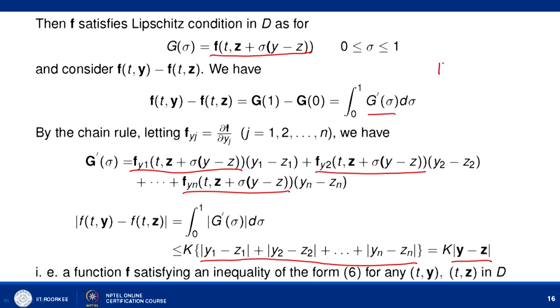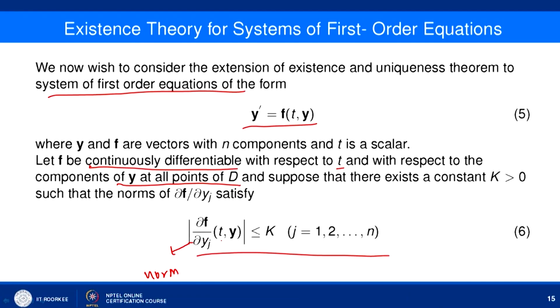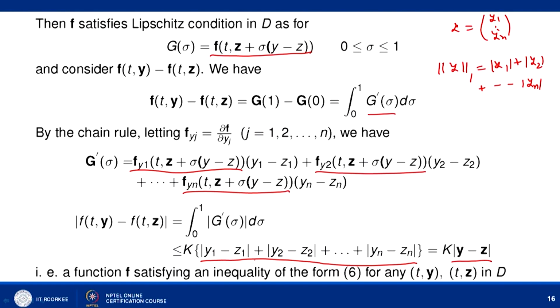So, here we define what is one norm of y. If y is given as y1 to yn, then one norm of y is given as modulus of y1 plus modulus of y2 and so on, plus modulus of yn. So, here we are using one norm, and we can say that norm of F(t,y) minus F(t,z) is less than or equal to k times norm of y minus z, which says that function F(t,y) satisfies the Lipschitz condition in the variable y. So, it means that if we assume only this condition, that partial derivative exists with respect to component of y and it is bounded, then f satisfies the Lipschitz condition, which is verified here.